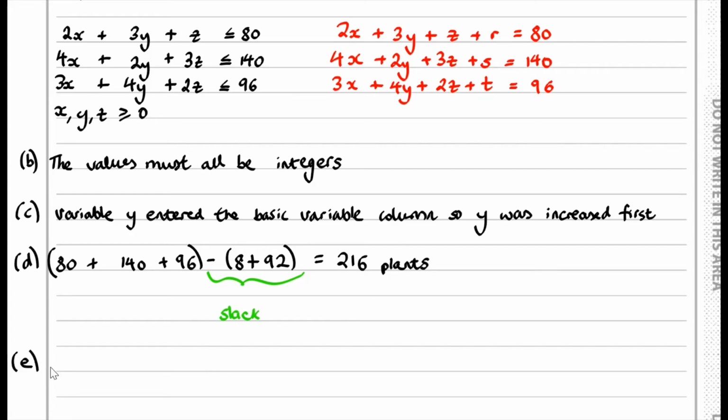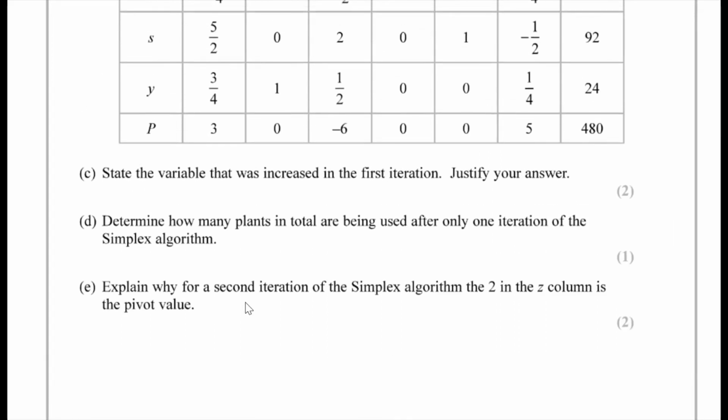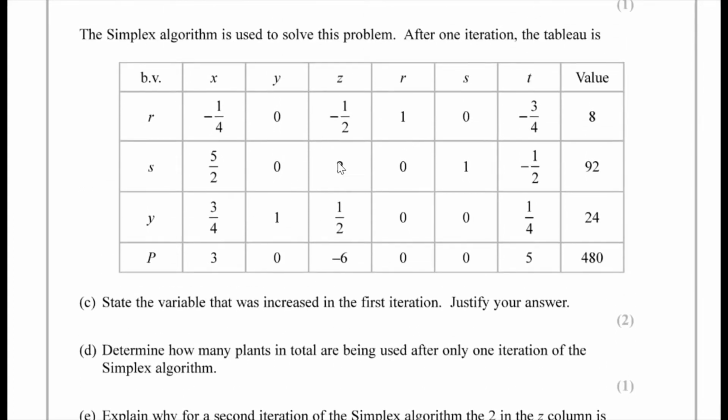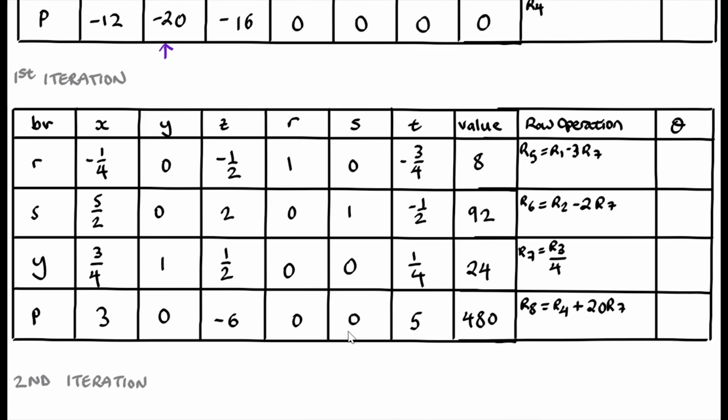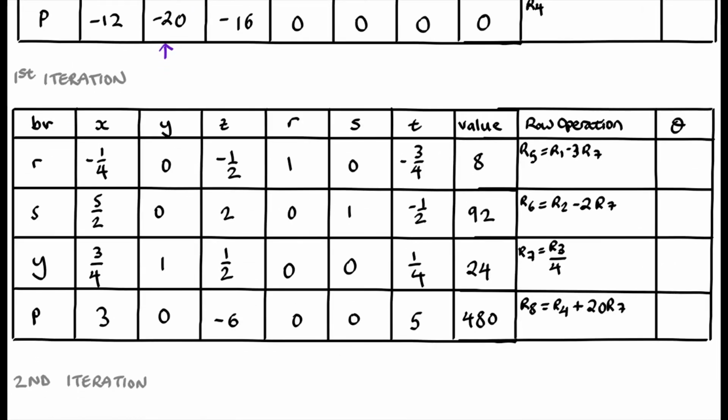Now for part E, we have to explain why for a second iteration of the simplex algorithm, the 2 in the Z column is the pivot value. So I think they're referring to this 2 over here. Well, just as we did before, let's try to work out that pivot. The most negative value in the P row is -6, and therefore we can work out the values of theta by dividing the value by the values over here.